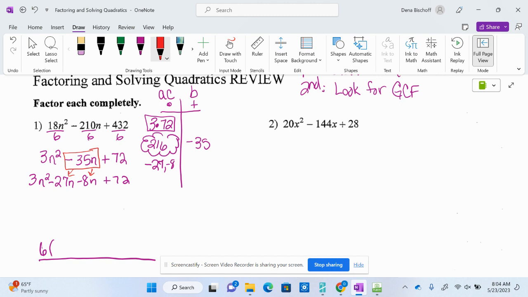4 terms lets us make 2 what? Yeah, 2 groupings. Okay, so what's the greatest common factor here? 3n. So when I pull a 3n out of that first parenthesis, I'm left with n minus 9. What's the greatest common factor here? It's negative 8. When I pull out a negative 8, I'm left with n minus 9. And we need to have this right here. What is n minus 9 called?